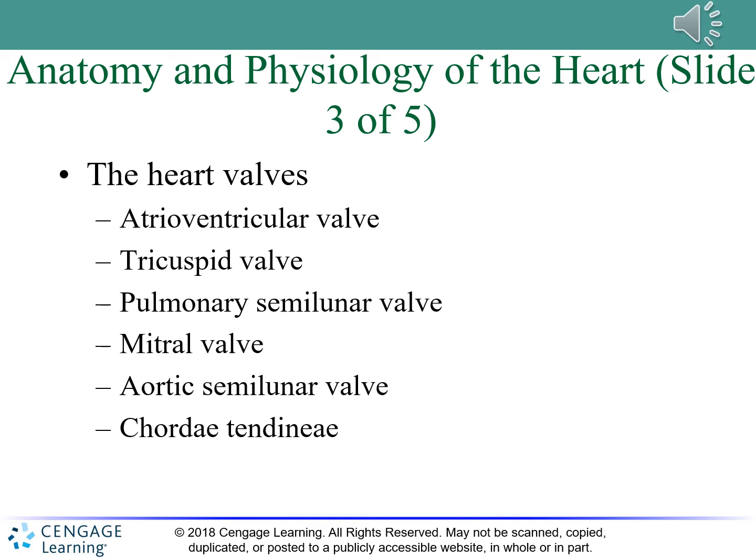The chordae tendineae, these fibrous cords, are attached to the cusps of valves on the ventricle side. And the chordae tendineae prevent the cusps of the valve from folding back into the atrium, which would cause incomplete closure of the valve and lead to regurgitation of the blood back into the atrium.